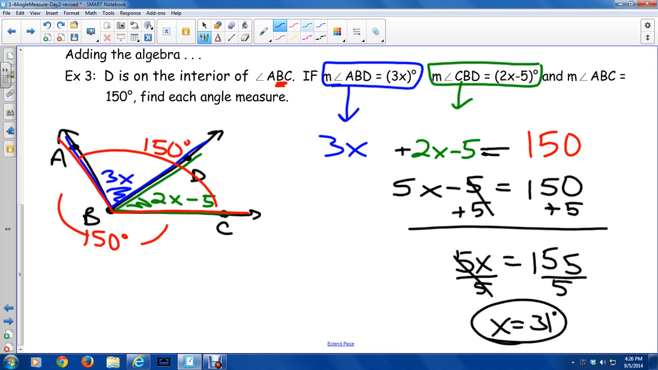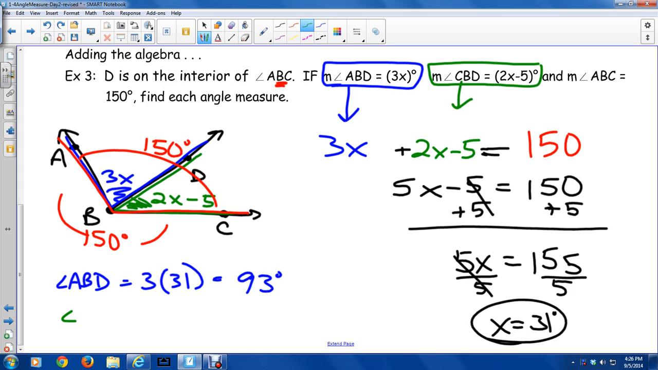So x is 31. Just to check, let's go ahead and find each angle measure, plus it does tell us to do that in the problem. So over here, I've got angle ABD was 3 times 31. So if I go ahead and do 3x, 3 times 31, I'm getting 93 degrees for that.